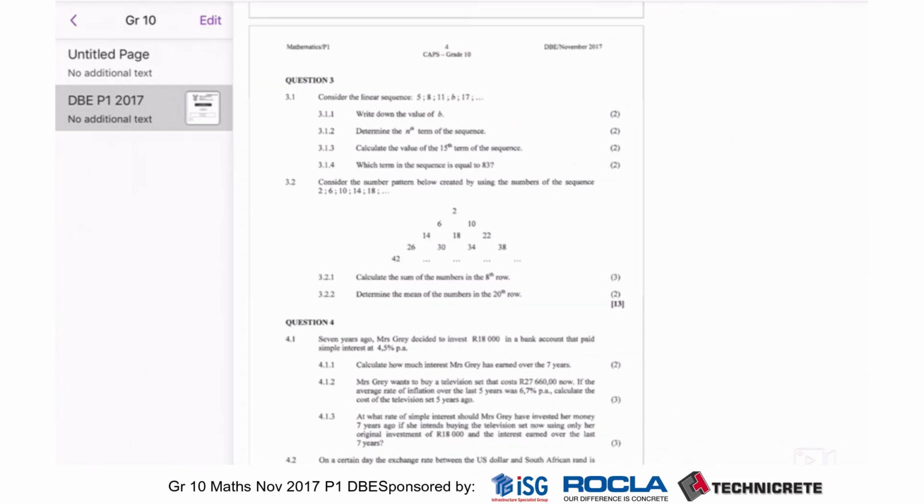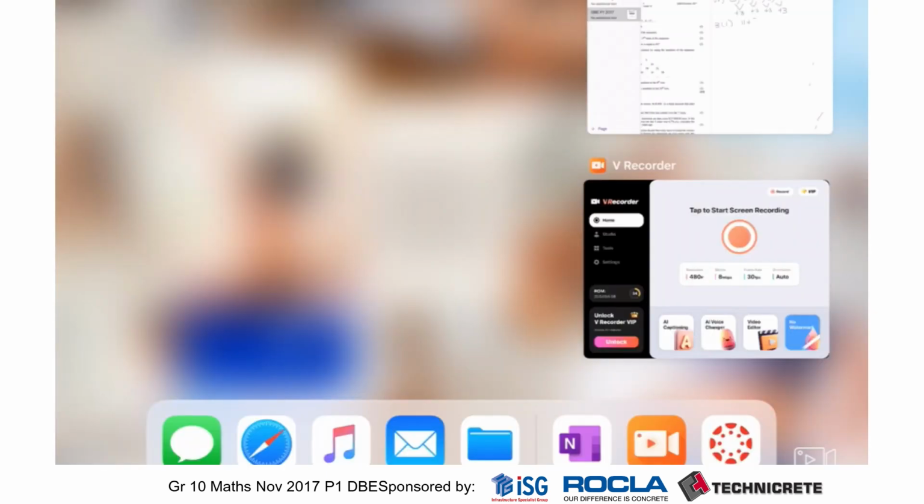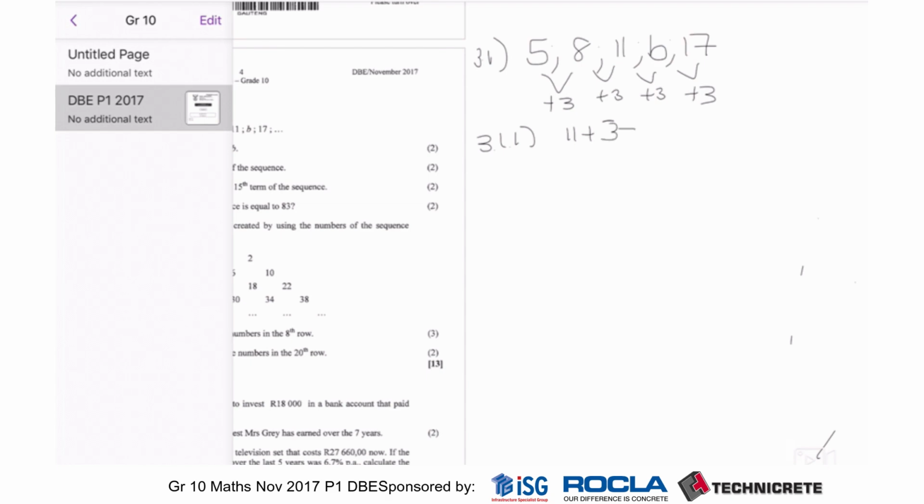So let's just work. We're only working with 3.1 for now. My pattern is 5, 8, 11, b, and 17. Because it's linear, I know it's going to be fairly easy in terms of the pattern. Each one we're adding 3. Therefore, b is going to be equal to 11 plus 3, so b is equal to 14.